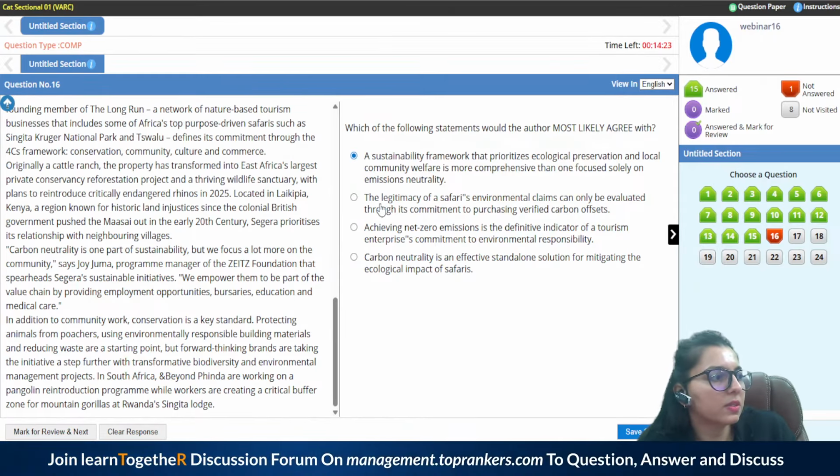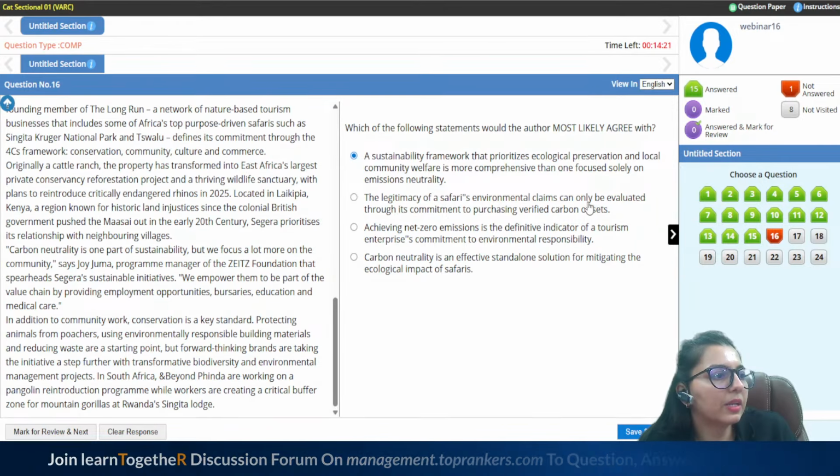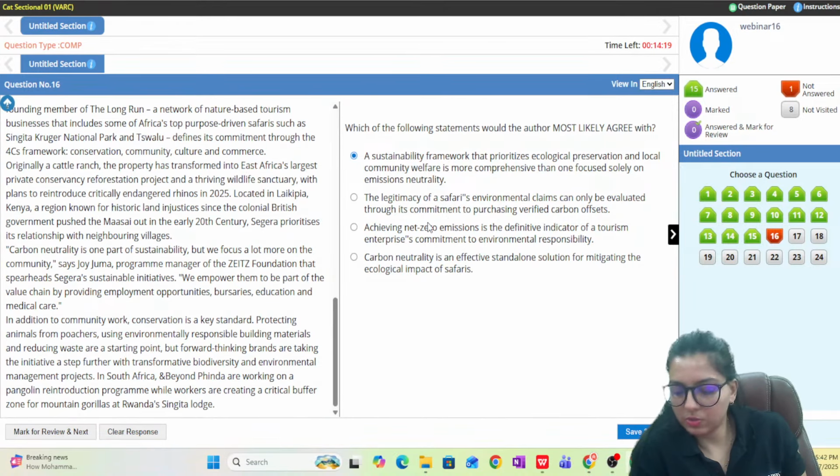The legitimacy of the safari environmental claims can only be evaluated through the commitment. No, it's not an only option. Achieving net zero emissions is a definitive indicator of the tourism. No, that's not what it is. In fact, that's been criticized. Carbon neutrality is an effective standalone solution for mitigating no community work.